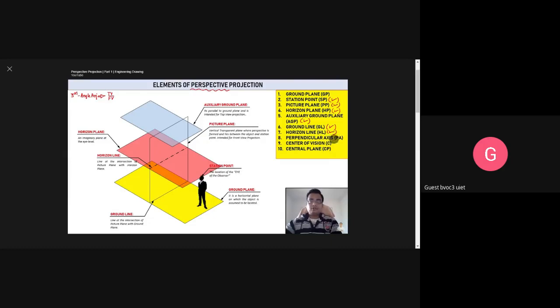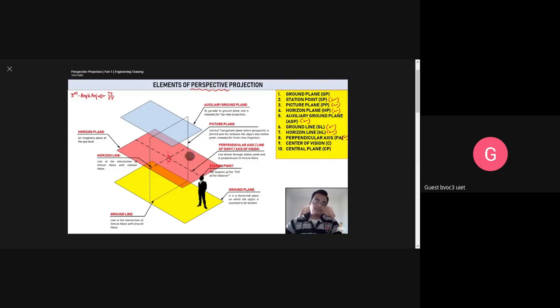Then we've got the perpendicular axis. So you are right here. This is your eye, right? And it's going to be something like this. So this axis you see is the perpendicular axis. This is the line drawn through the station point and is perpendicular to the picture plane. If I were to draw a line like this, a right angle would be made with the picture plane. Very simple.